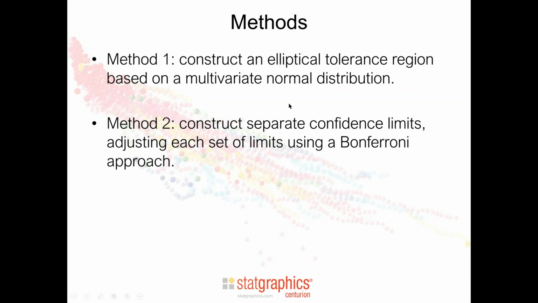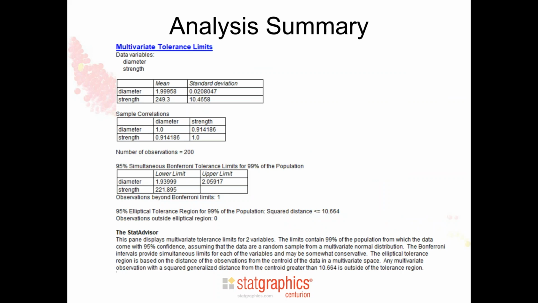Okay, so there are two methods anyway, a Bonferroni method and an exact elliptical tolerance region that you can calculate from the multivariate normal distribution.